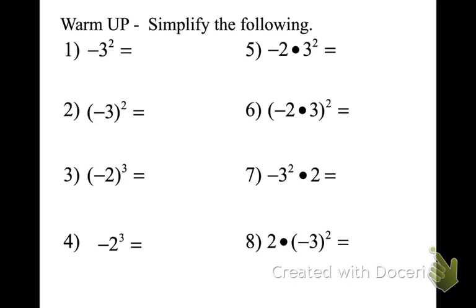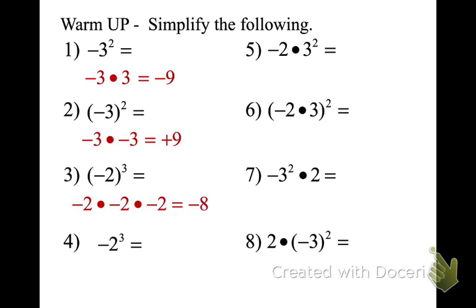Remember, only the 3 is the base of that, so it's negative 3 times 3. So only the 3 ends up being negative 9. Whereas number 2, negative 3 gets repeated, and so it's positive 9. The next two, the whole negative 2 is repeated, 1, 2, 3, and it equals negative 8. And this time only one negative with 3 2's, but it still equals negative 8.